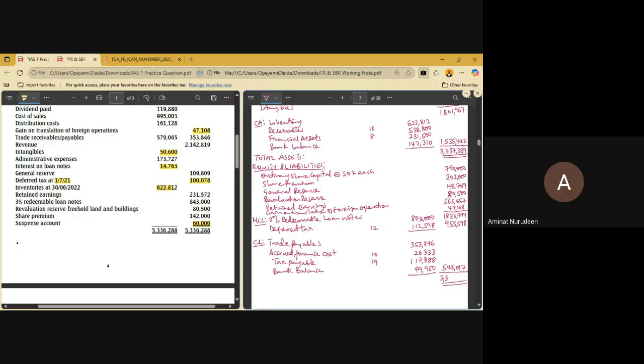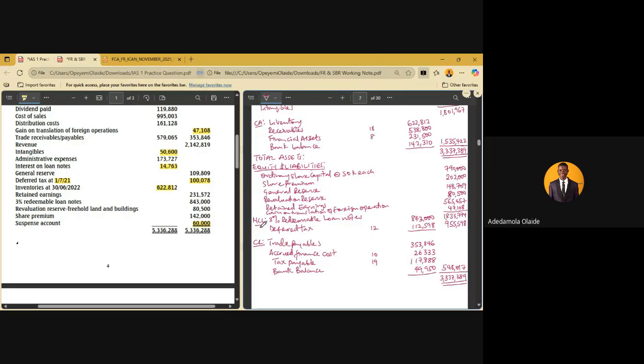333,389. Yes, so that is that. It has balanced.